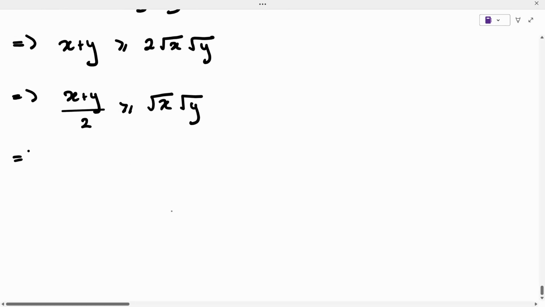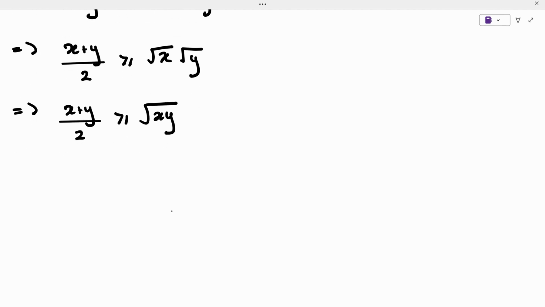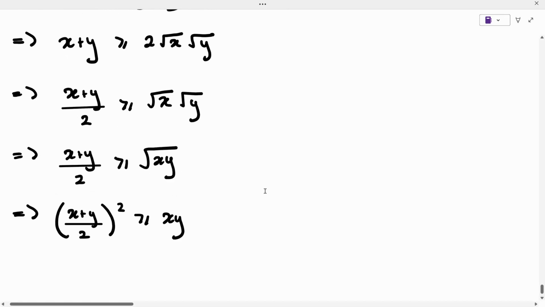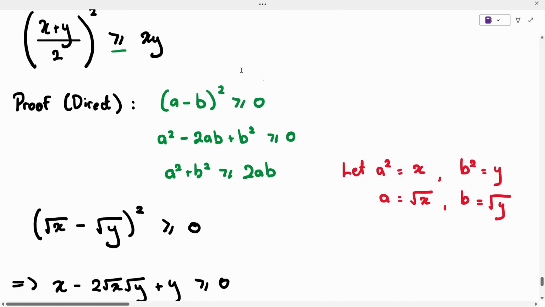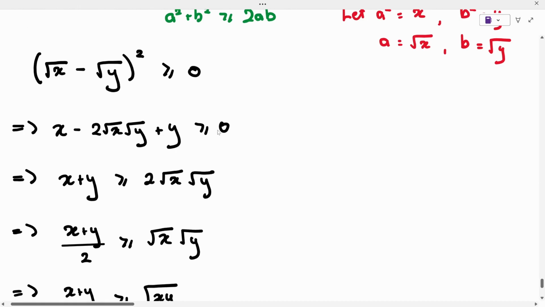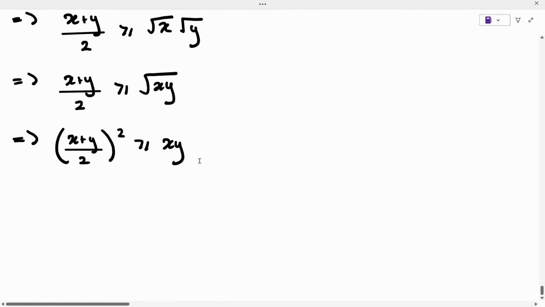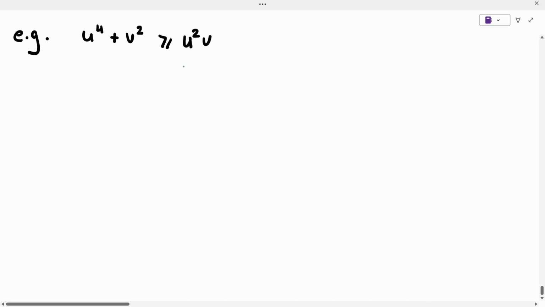And of course, root x root y is the same as the square root of xy. And then I could square both sides to get ((x plus y)/2) squared is greater than or equal to xy, which is exactly the result that we needed to show. So what we did here is we take a known fact and we use the direct method of proof to get our result. So in this next example, we want to prove this statement.